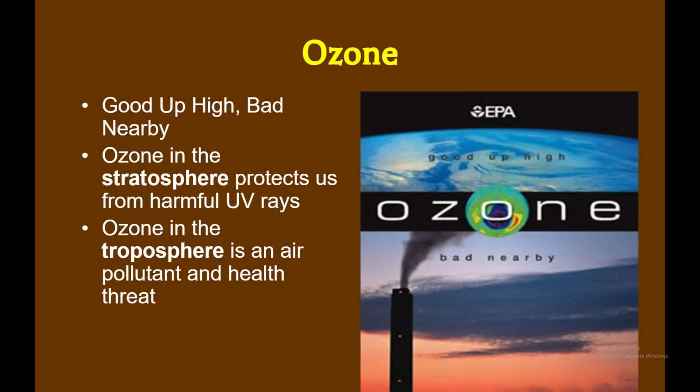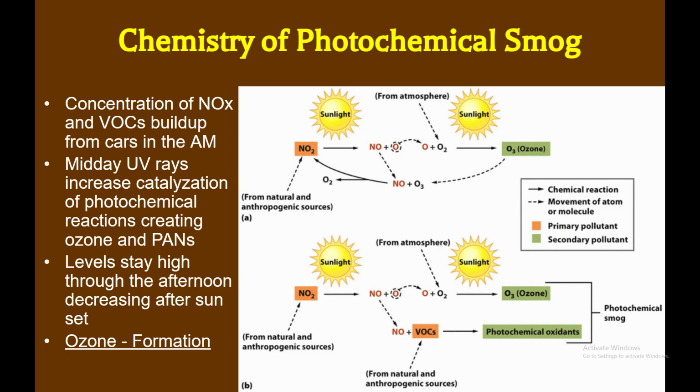Ozone, great up high. I mean, we need it in the stratosphere. It protects us from ultraviolet rays from the sun, and it's very great in the stratosphere. We need it to live. But in the troposphere, it can be a bad air pollutant, and it can be a threat to our human health and just our environment.